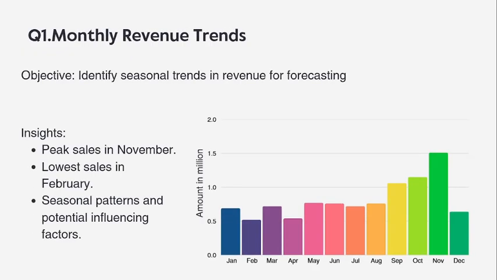Looking at revenue trends for 2011, we see that revenue remained stable for the first 8 months, averaging around $685,000 per month. However, in September, revenue increased by 40%, peaking at $1.5 million in November. This suggests strong seasonal trends, with the highest sales occurring in the last 4 months of the year. This pattern presents an opportunity to maximize promotions and inventory planning during peak months.